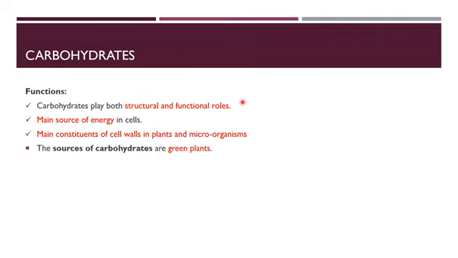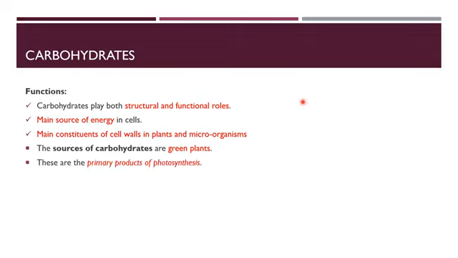Now, what are the sources of carbohydrates? Where can we obtain carbohydrates from? These are the green plants. Green plants carry out photosynthesis, so in photosynthesis we get glucose, and glucose molecules then combine and are converted into different types of carbohydrates.